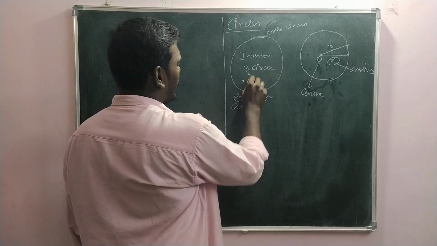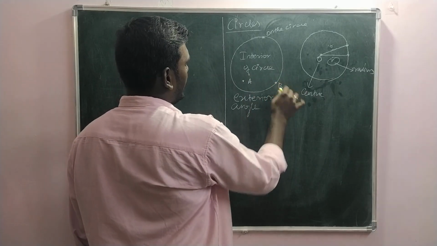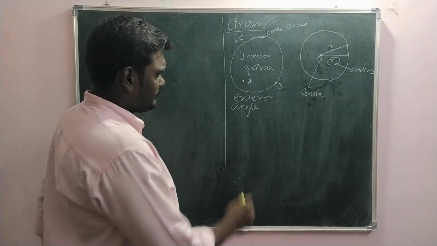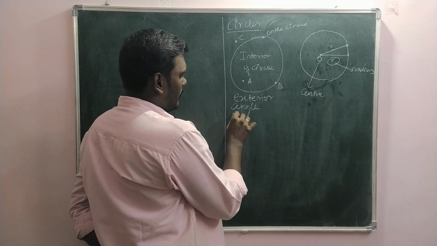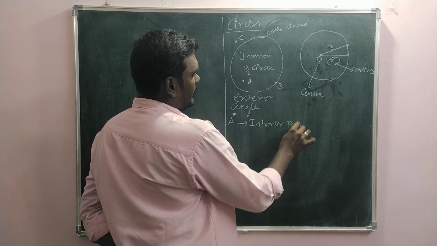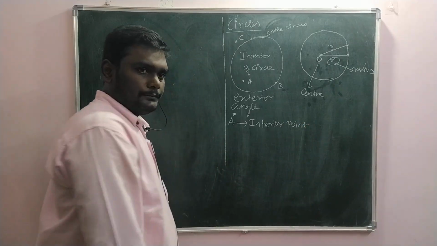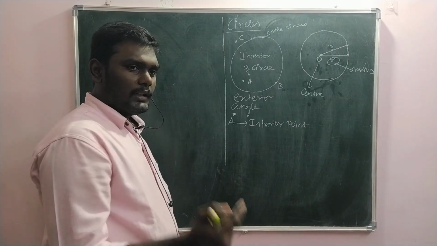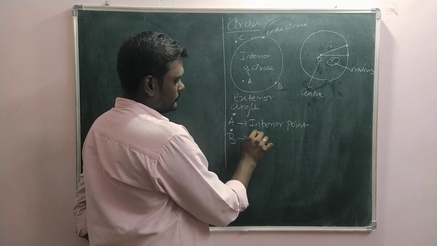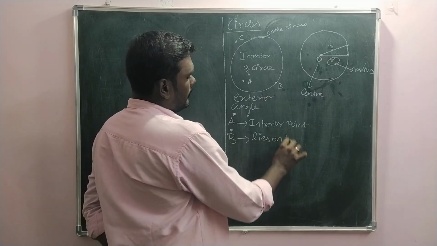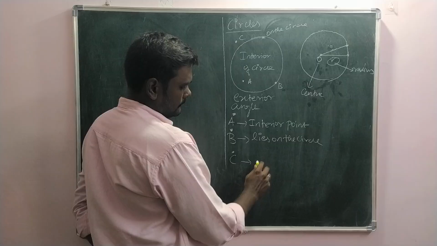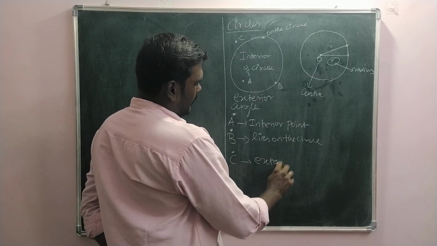Suppose I say a point A here, a point B here and a point C here. Then this point A is called an interior point. Why an interior point? Because it lies in the interior. B is the point that lies on the circle, and C is the exterior point.